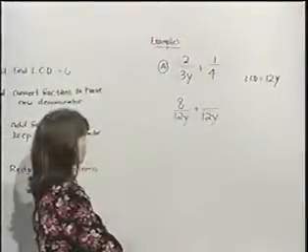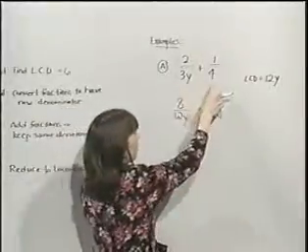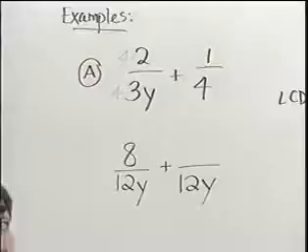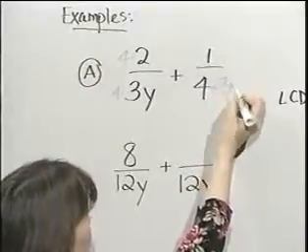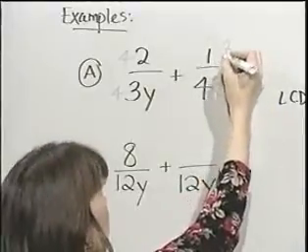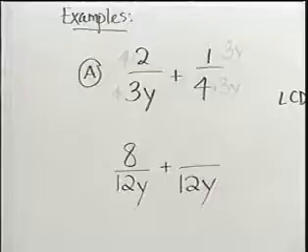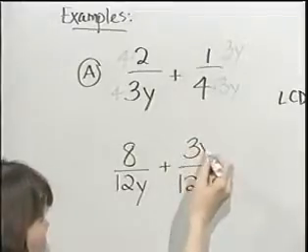No problem there. So now let's proceed and look to the second fraction in our sum. What do we have to multiply by 4 to give us 12y? We need to multiply this by 3y. 4 times 3y gives us 12y. So we're going to multiply the numerator by 3y. And 1 times 3y is just 3y.